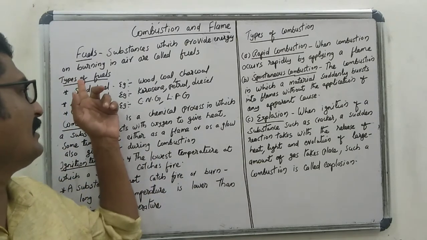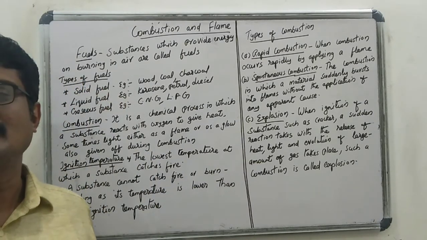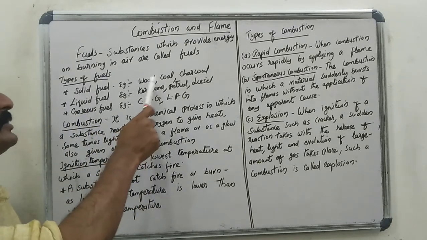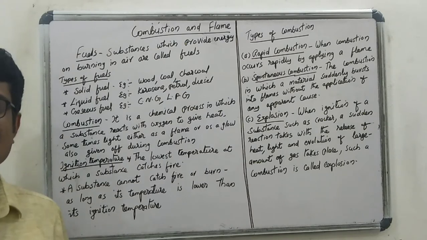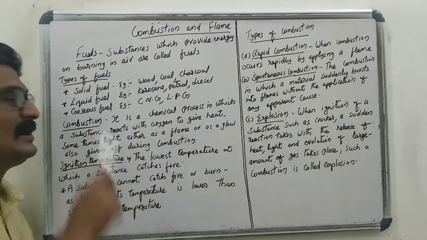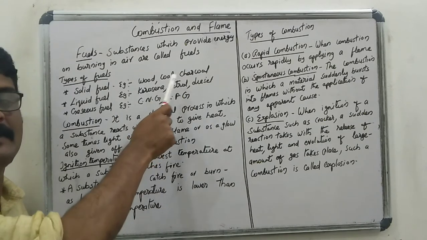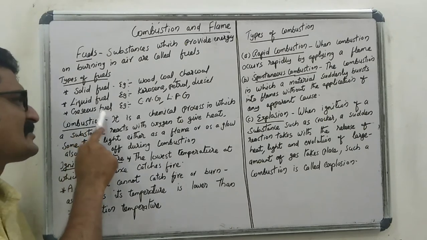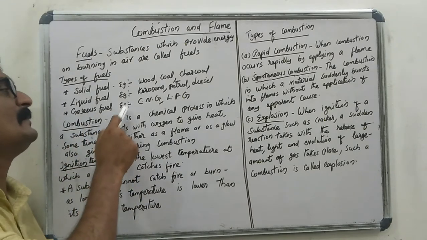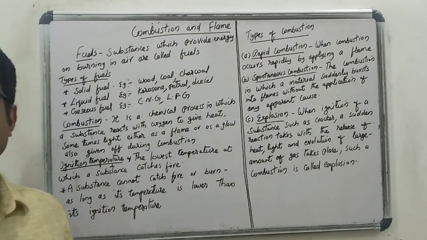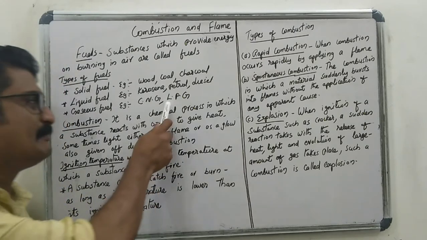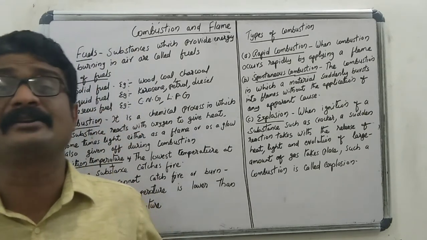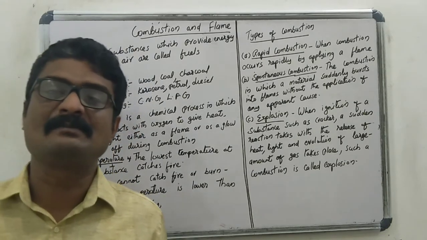The important types of fuel. Number one, solid fuel. Example, wood, coal, charcoal, etc. The second type of fuel is liquid fuel. Example, kerosene, petrol and diesel. The third type of fuel is gaseous fuel. Example, CNG, which means compressed natural gas, and LPG, which means liquefied petroleum gas, and coal gas. These are the examples for gaseous fuel.